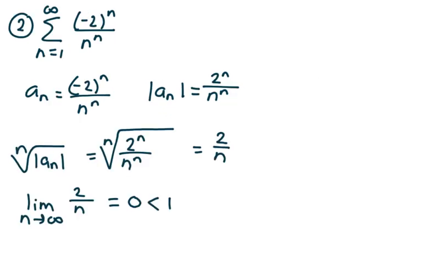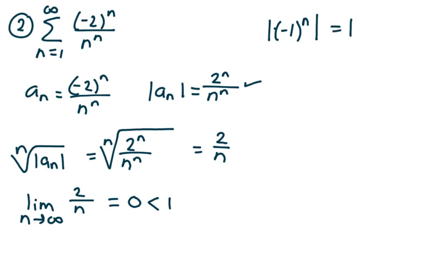So let's take a look at number 2. Suppose we have the summation from n equals 1 to infinity of (negative 2) to the n over n to the n. Now, a sub n is (negative 2) to the n over n to the n. The absolute value of a sub n is equal to 2 to the n over n to the n. Because remember, the absolute value of negative 1 to the n, where n is a natural number, because that's what we're primarily focused on, is equal to 1.